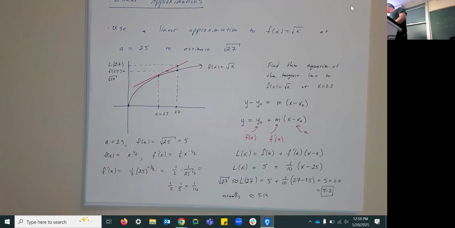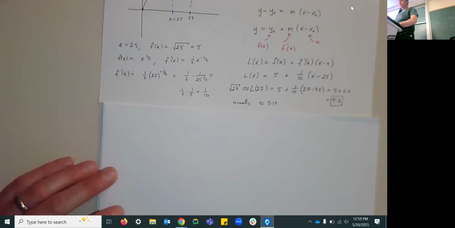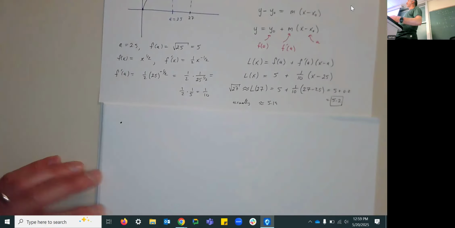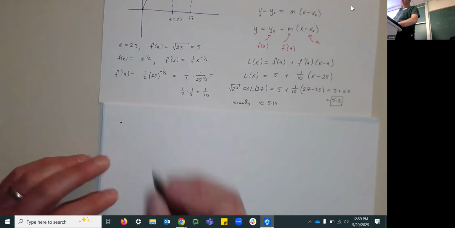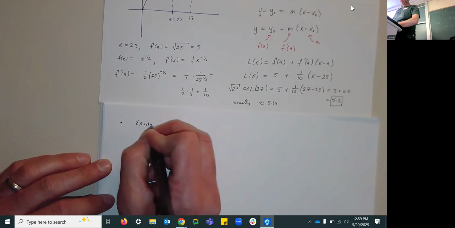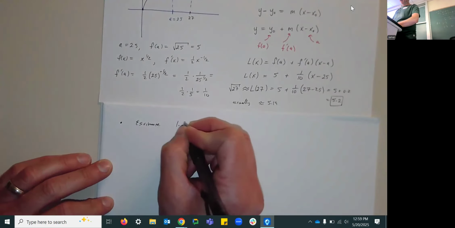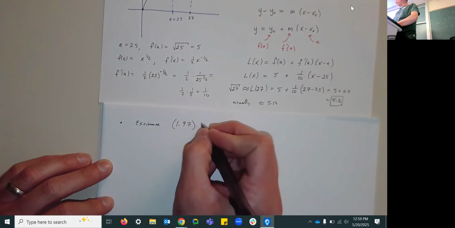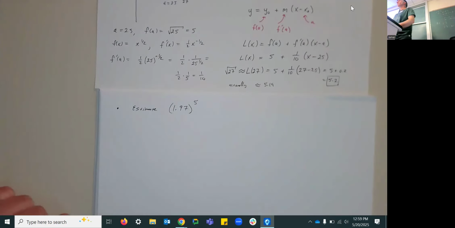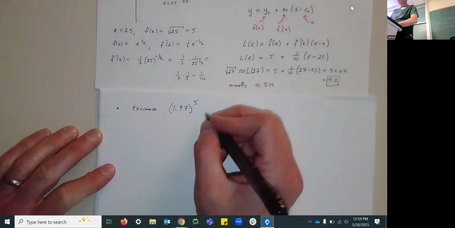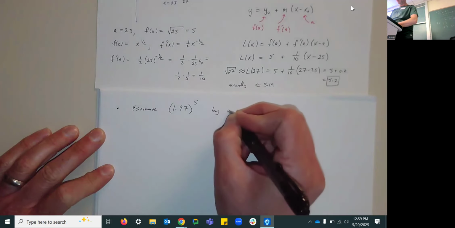Okay. Let's look at a couple more examples, because sometimes things can be a little bit more interesting. Sometimes the question can be very directive, telling you to do all these things. Sometimes it can be as simple as saying something like, estimate 1.97 to the 5th power. I feel like that's not quite enough. I should say, by using a linearization.